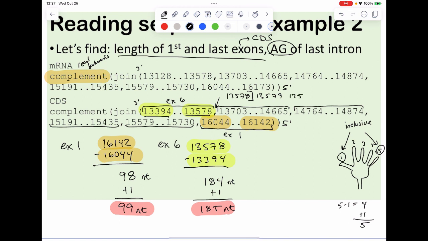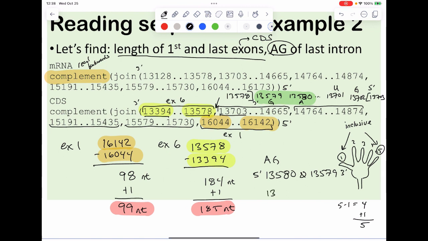And then I have 13578, 0, and so on. This exon is going to end with 13703. So right before that, I get 13702, 13701. Remember, this is going 5 prime to 3 prime. So this would be my intron. Then on the 3 prime end, I get the exon. So if I want to know the coordinates of my intron, they would be 13580 and 13579, 5 prime to 3 prime.